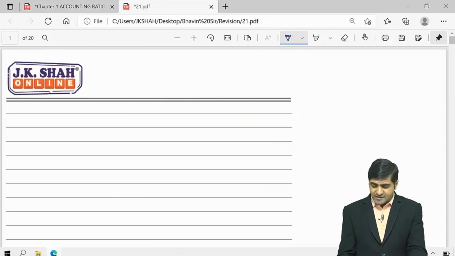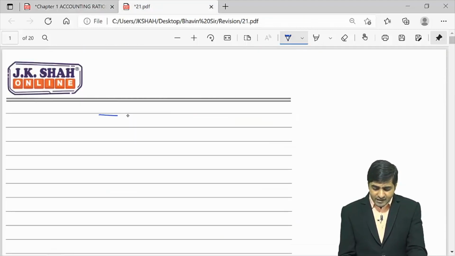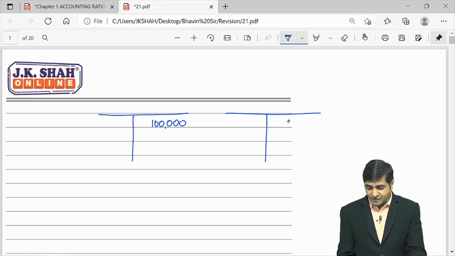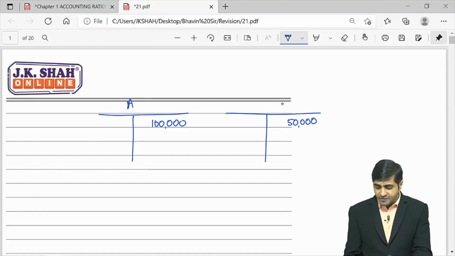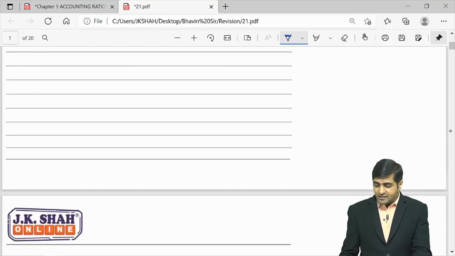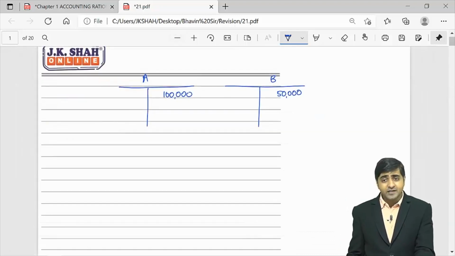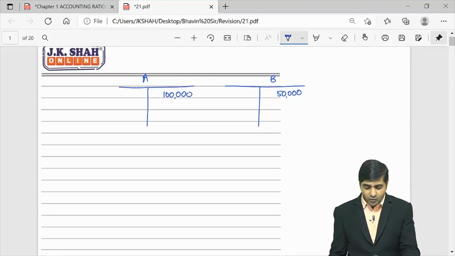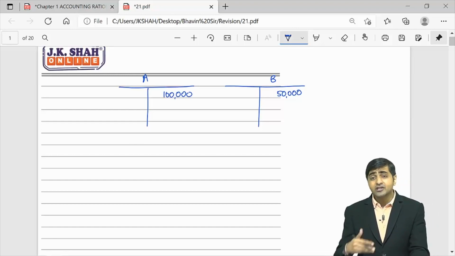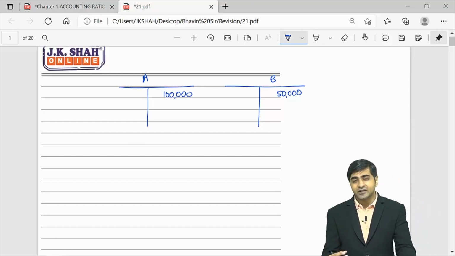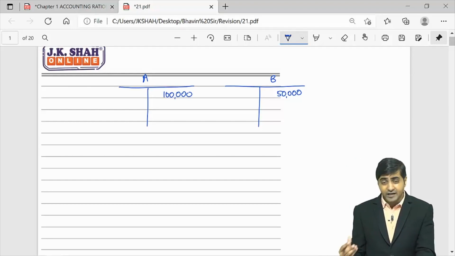Now let's say for example there are 2 companies, and suppose in one particular company the fixed assets is 1 lakh, in another company the fixed assets is 50,000. Now both are generating the same sales of 2 lakh rupees. So company A, company B, both are generating the sales of 2 lakh rupees. So in this particular case, what we need to do is for company A to check how many times the sales is getting generated with the fixed assets which have been taken into consideration.